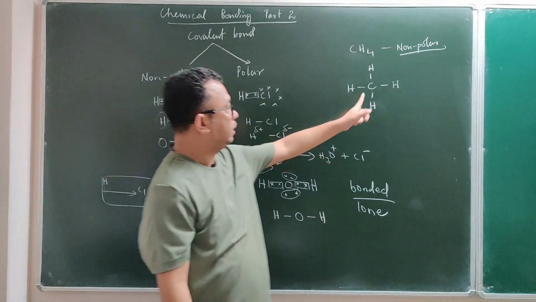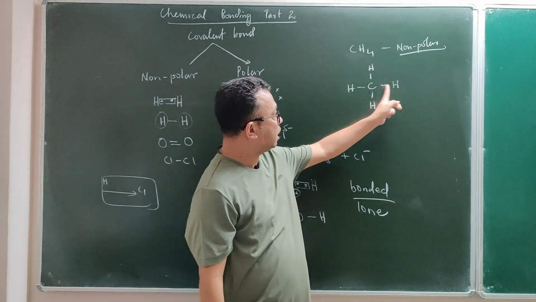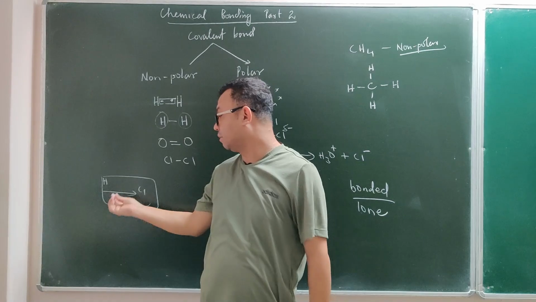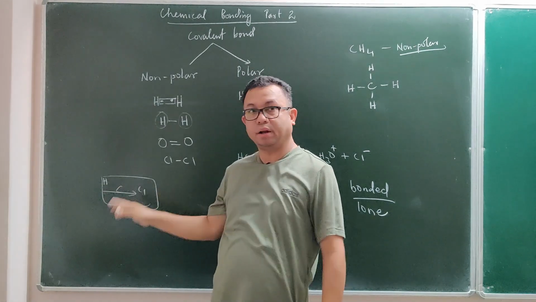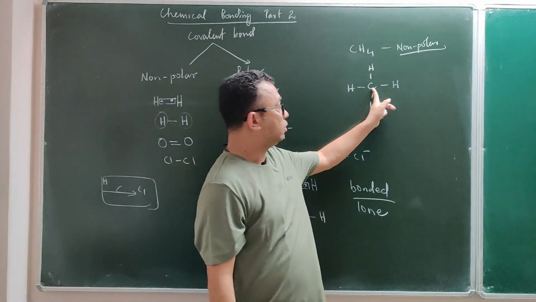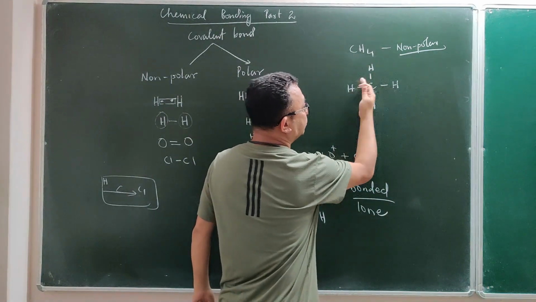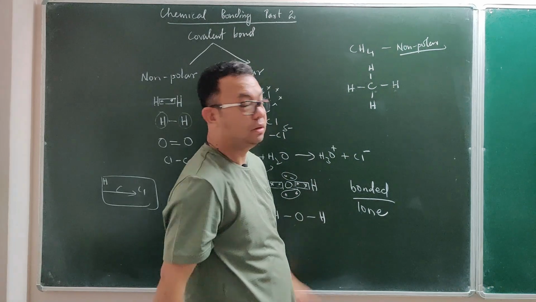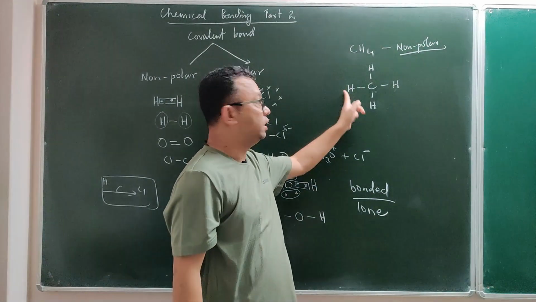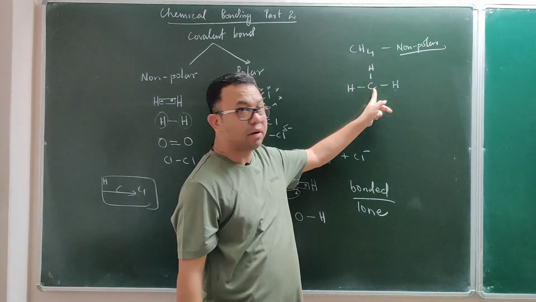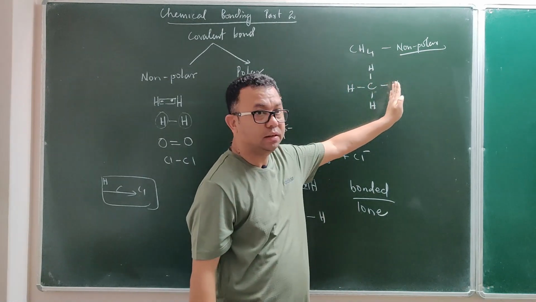Now why is it non-polar? Between carbon and hydrogen, the electronegativity of carbon is higher. Again, going to the periodic table, carbon is somewhere here, and as you move from left to right, electronegativity increases. So the bonded pair between this carbon and hydrogen shifts towards carbon. But at the same time, with the other hydrogen on the other side, the same thing happens. Here too, the electronegativity of carbon is more, so it gets shifted towards that side.